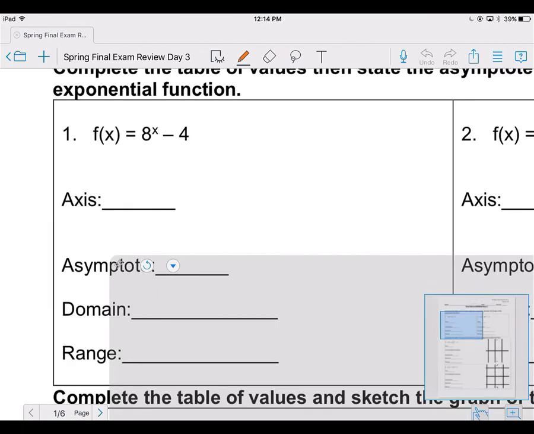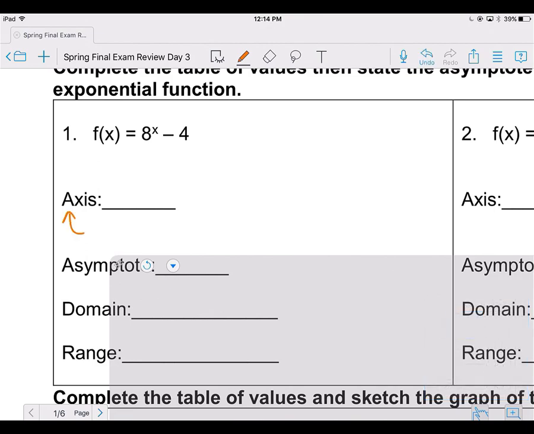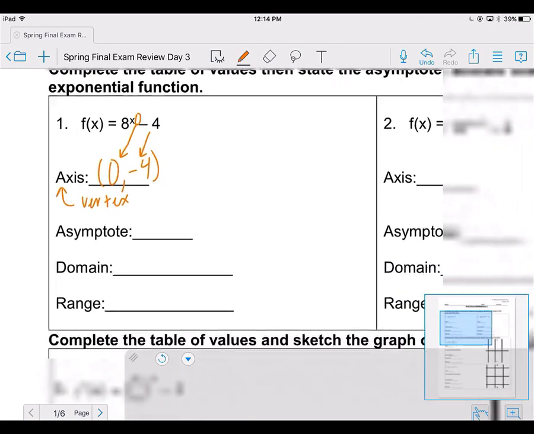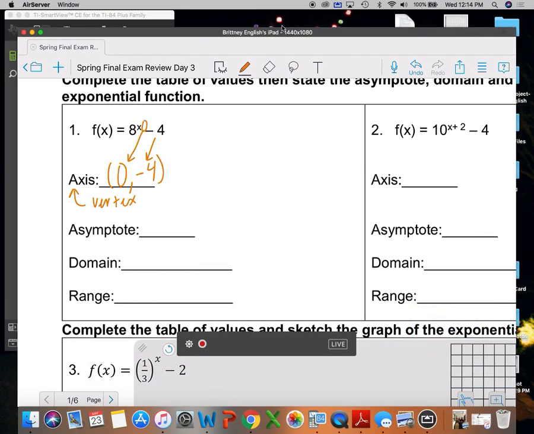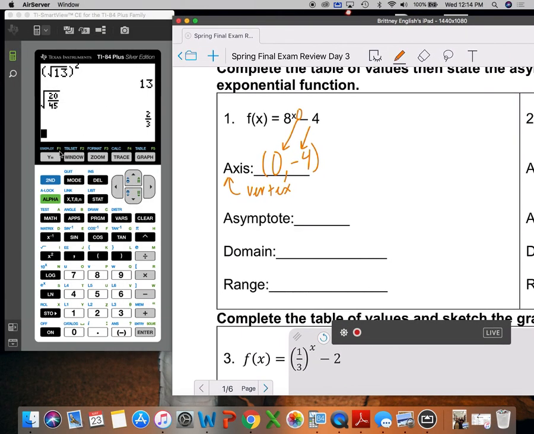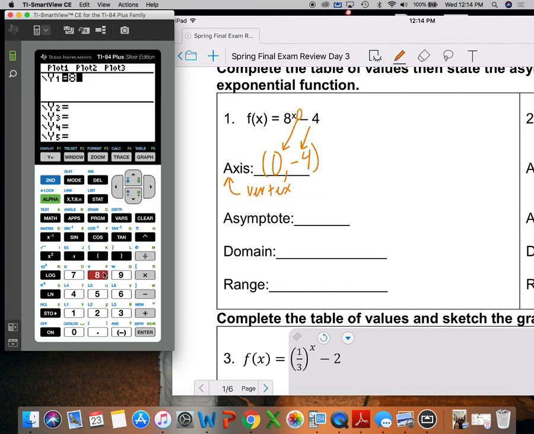function. So remember, axis is kind of like your vertex. It's the opposite of what's inside with x, the same as what follows. So we have nothing inside with x, the same as what follows. Now, to see your asymptote, domain, and range, if you've forgotten what these look like, you can go to y equals and type them in exactly like you see them. So 8 raised to the x minus 4.